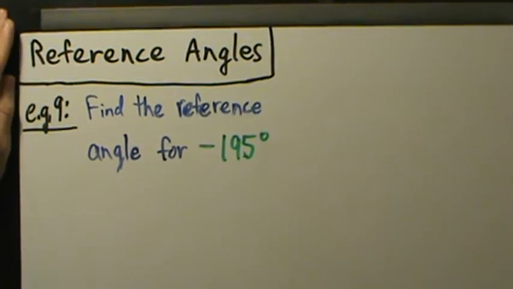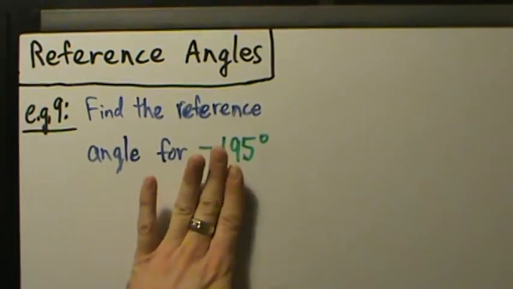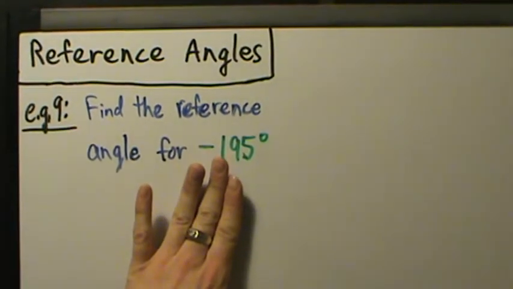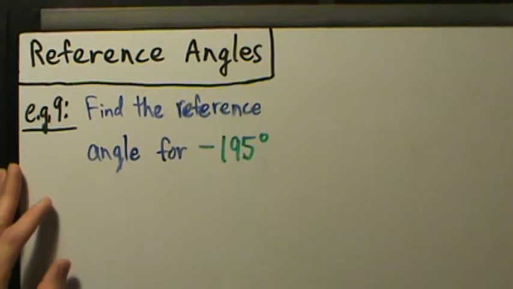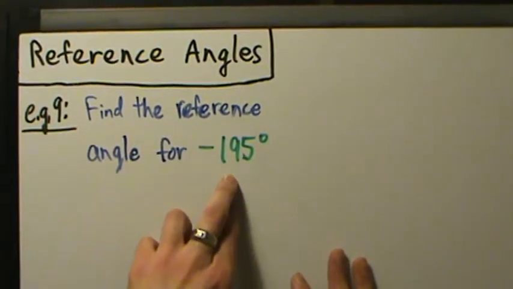Okay, here's example 9 with reference angles. So we haven't done any negative reference angle examples yet, and we've only done one with degrees, so let's do a negative one with degrees. Find the reference angle for negative 195 degrees.